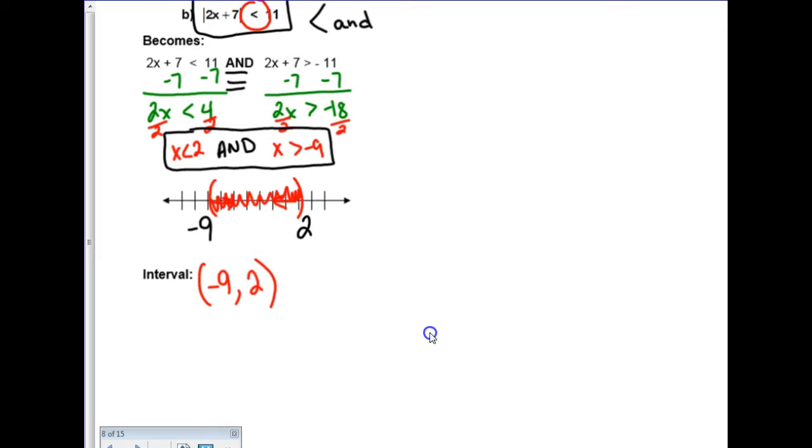All right. So very, very similar to our lesson when we learned about and or last week, except this time the problems didn't start out as an and or an or. You got to separate them and create the and or yourself.